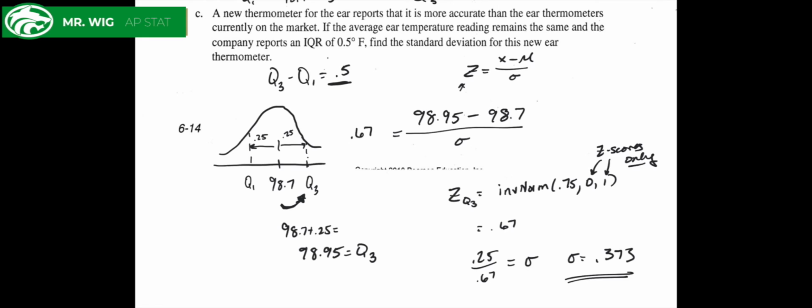Does anybody have a question about how we go from here to here? And that's it, really.